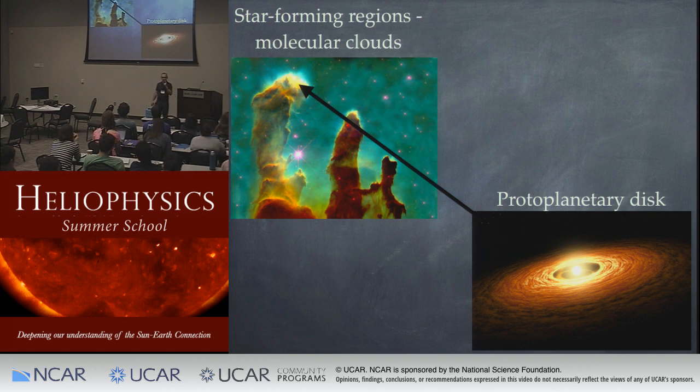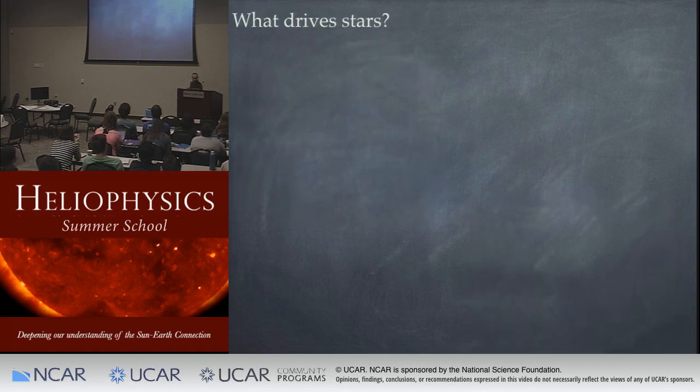What is the percentage of the mass in our solar system that is in the sun? Just throw guesses. It's actually almost everything. It's like 98 or 99 percent. Okay? So most of the material will go to the star.